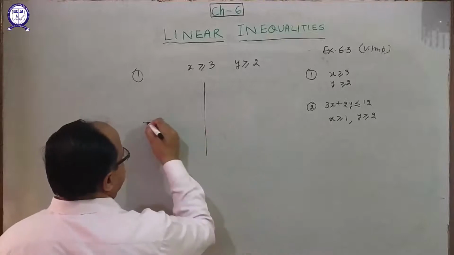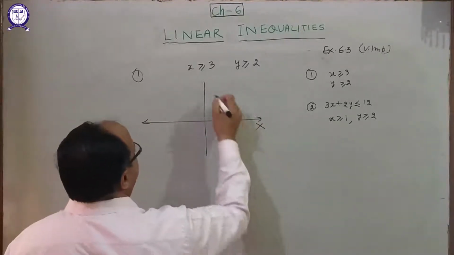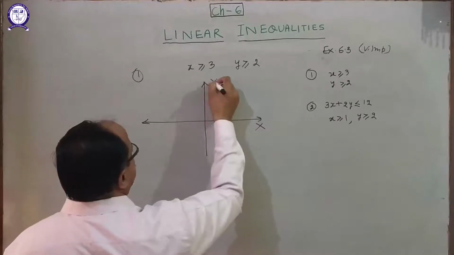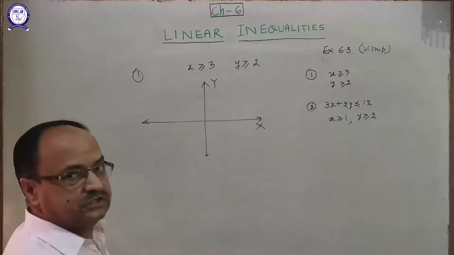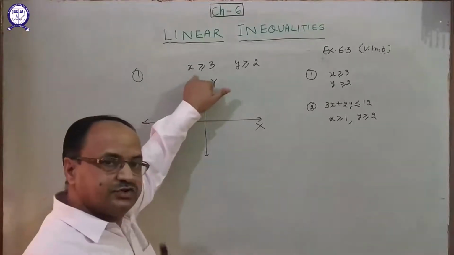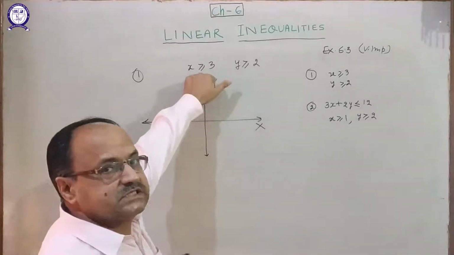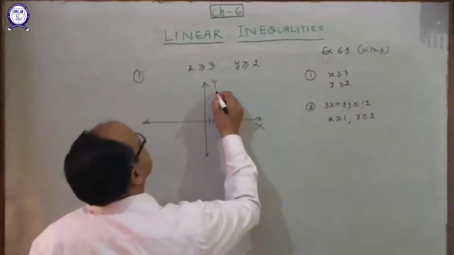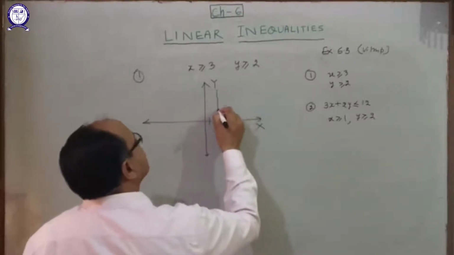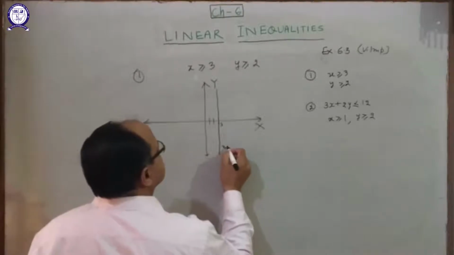Draw the graph, x-axis, y-axis. x is equal to 3. x is equal to 3 means the line which is parallel to the y-axis. 1, 2, 3. This is x is equal to 3.